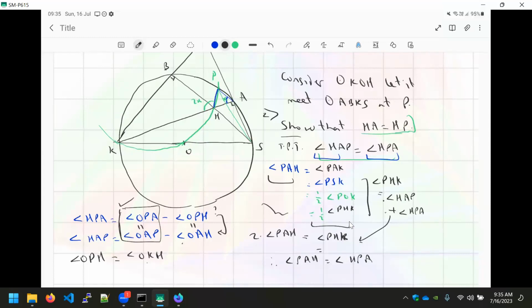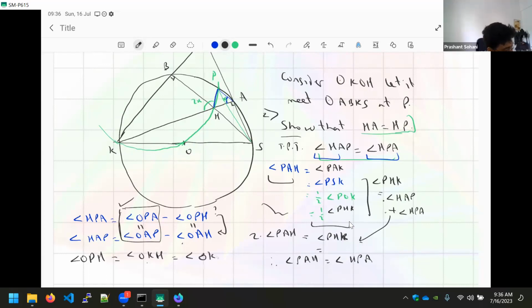Yes, because it's triangle AOK, which is isosceles. So this is nothing but angle OKA, which is equal to angle OAK, which is equal to this. So again, very simple, elegant solution, simple angle chasing. Everybody needs to appreciate these various possibilities, how you can attack the problem. And so what we have shown is that HA is equal to HP. So this was the second part.